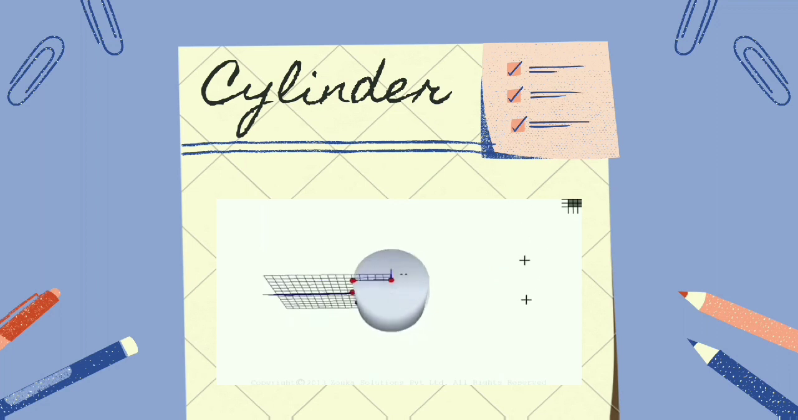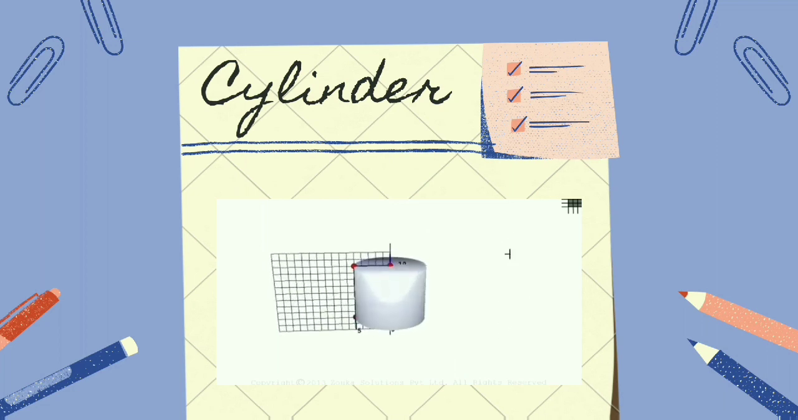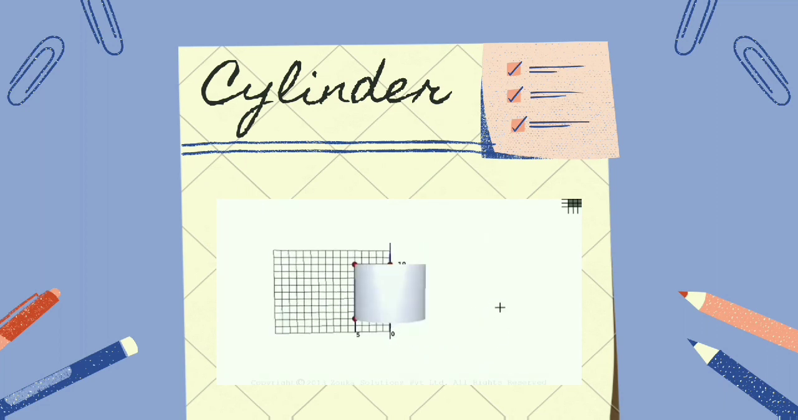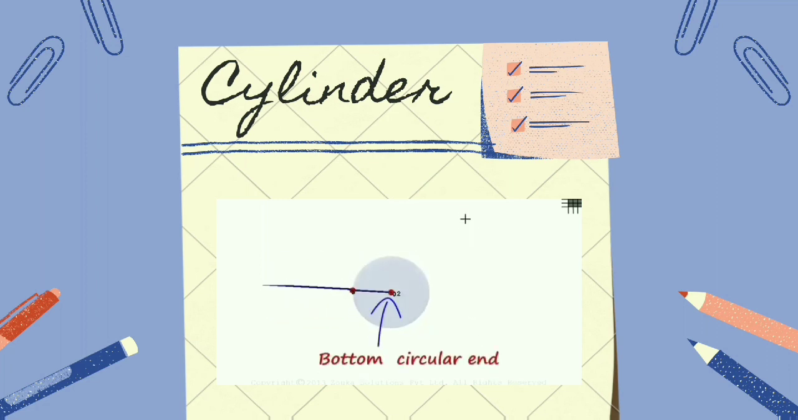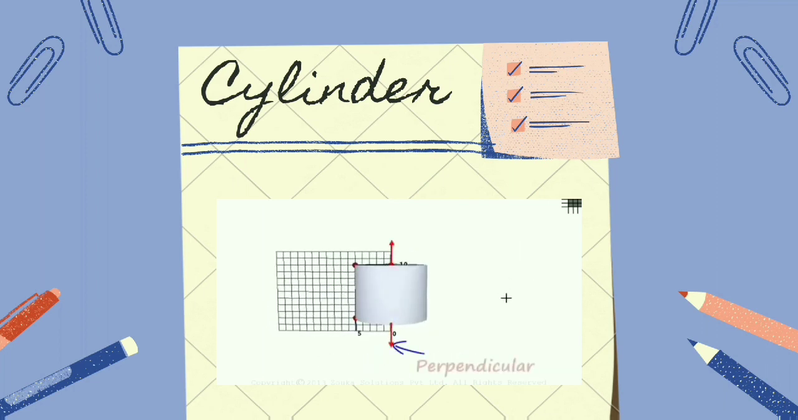This is the circular end on the top. The axis passes through the center of the circle. And this entire thing you see is a curved surface. As we had seen, a cylinder has just one curved surface. And this is the circular end at the bottom. If you look closely, you will see that the axis is perpendicular to both the circular ends.